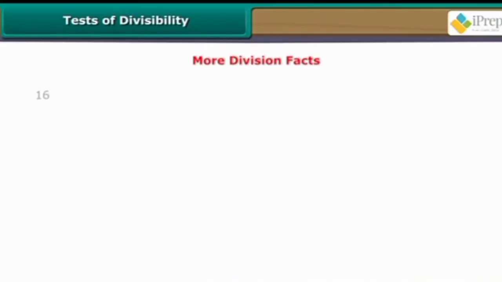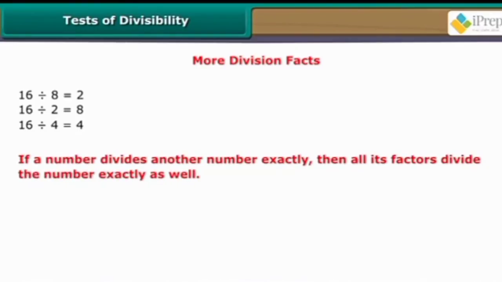Consider the number 16. 8 divides 16 exactly. Two factors of 8, 2 and 4, also divide 16 exactly. Therefore, we can say that if a number divides another number exactly, then all its factors divide the number exactly as well.